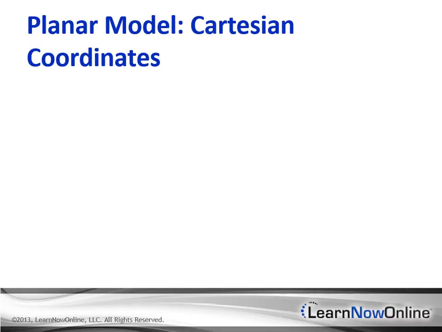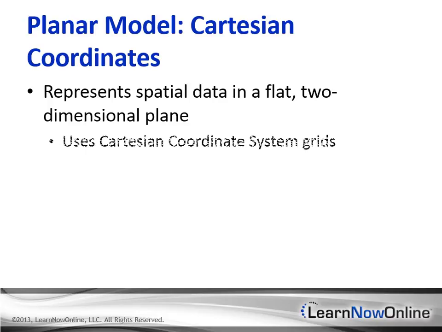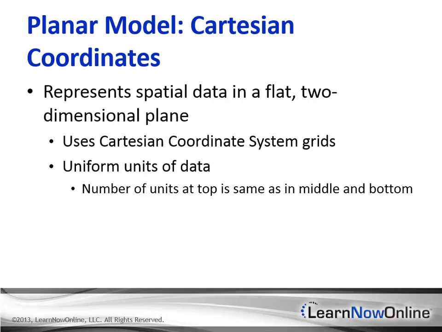All right, then the other model is the planar model. The planar model represents spatial data in a flat two-dimensional plane and uses the Cartesian coordinate system grids that are rectangular. These are the grids that you probably sweated over in elementary or high school, plotting lines and shapes on x and y axes, and maybe a z-axis to hold a third dimension to the plots. The grids use uniform units of data, so that the number of units at the top of the plane is exactly the same as the number of units at the bottom of the plane. It allows no distortion, such as you might have plotting locations on the face of the Earth.